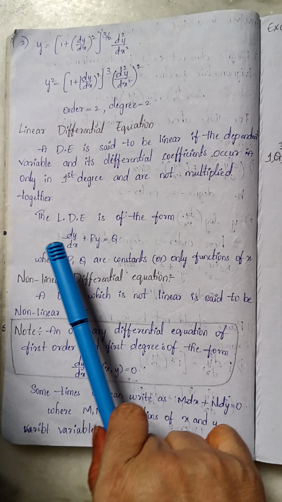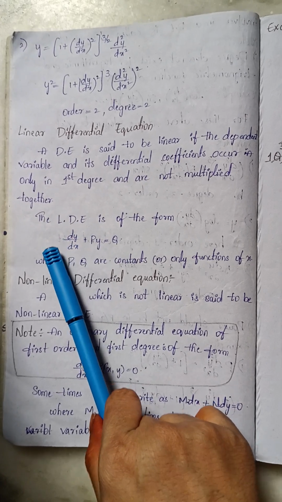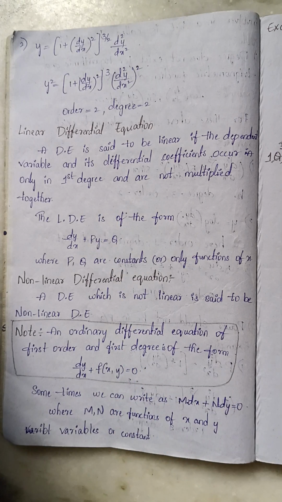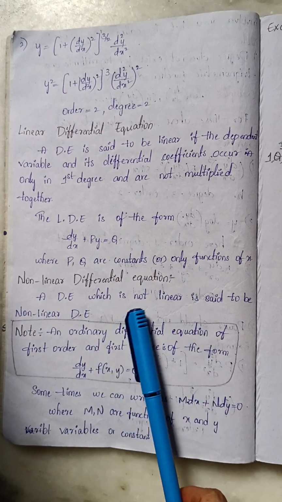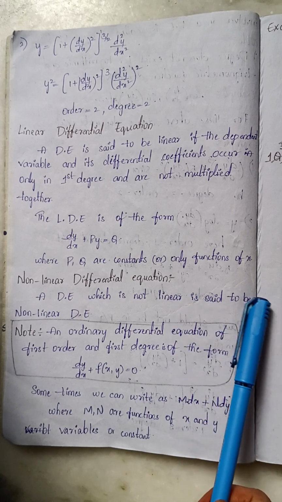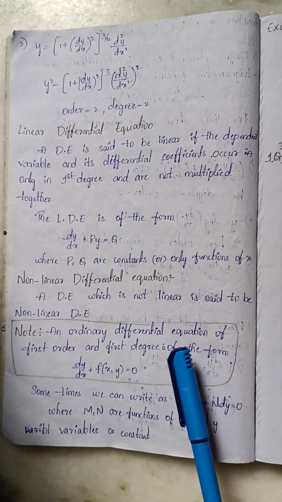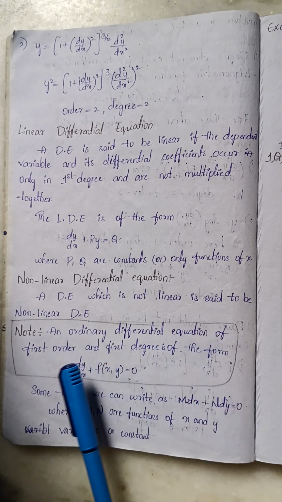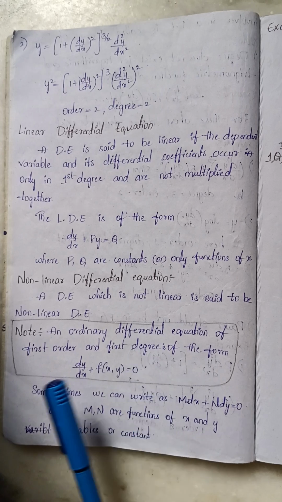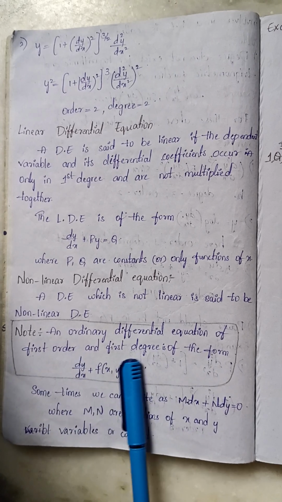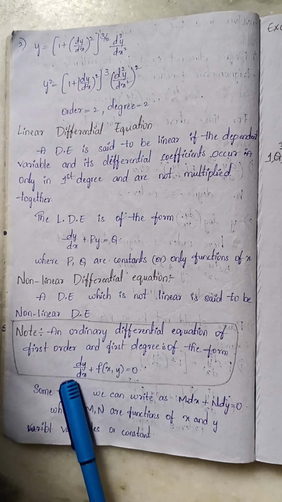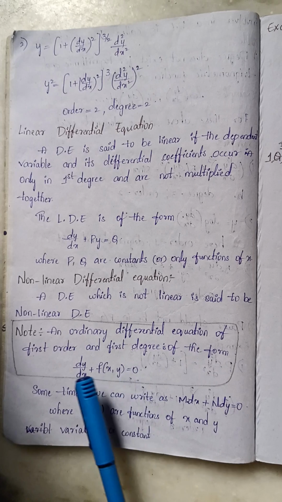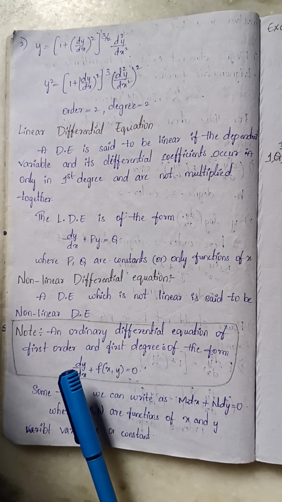And here observe, order is 1, power is 1, so degree is 1, in the sense it is a linear differential equation. And non-linear differential equation means degree is not equal to 1, that is, it is not linear, then it is non-linear. Now ordinary differential equation of first order first degree means order is 1 and degree is also 1, then it is in the form like dy by dx should be there, and we are adding any function in x and y, which is called the first order first degree differential equation form.